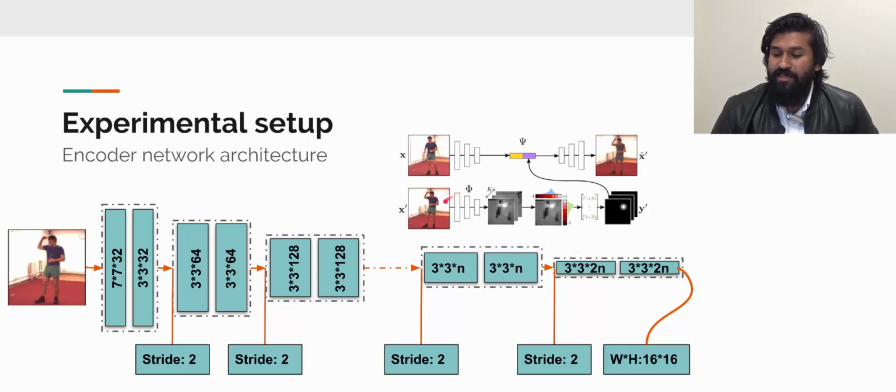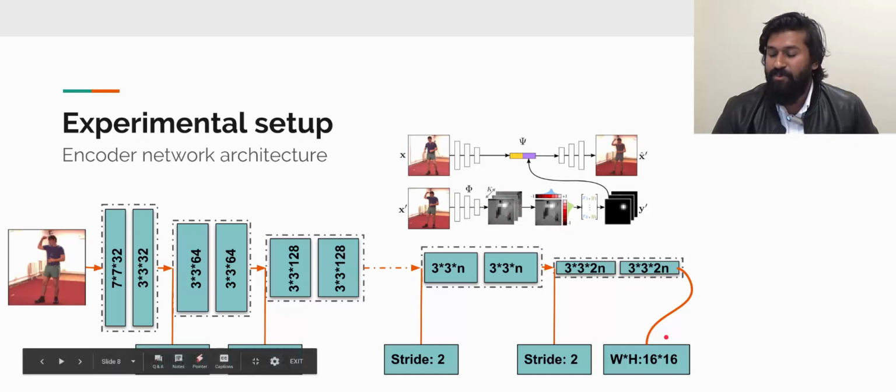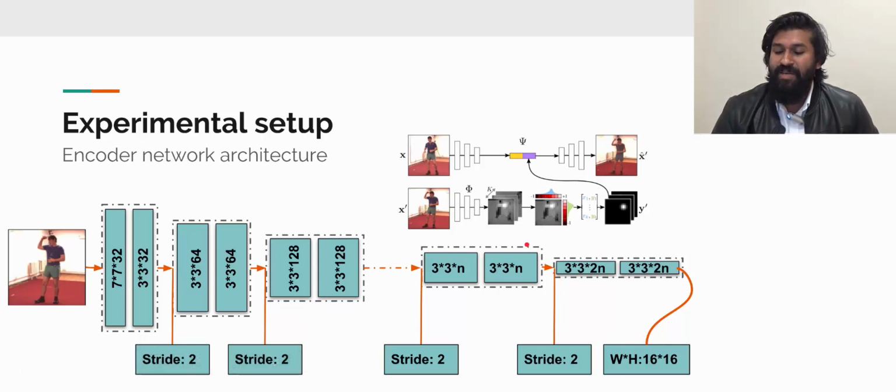And the difference between this encoder and this encoder is that here we have to obtain k heat maps for k landmarks. Here we don't need that. So to obtain the k heat maps, we will use another 1 by 1 convolutional block, and we will map those 16 by 16 channels to 16 by 16 by k heat maps. So that's the architecture of the encoder network.